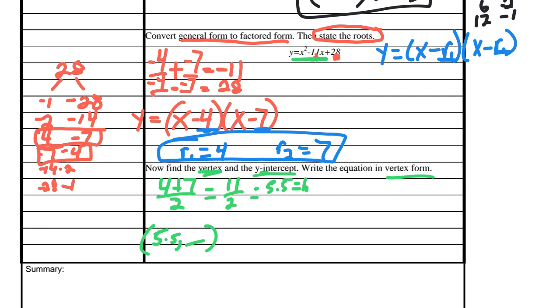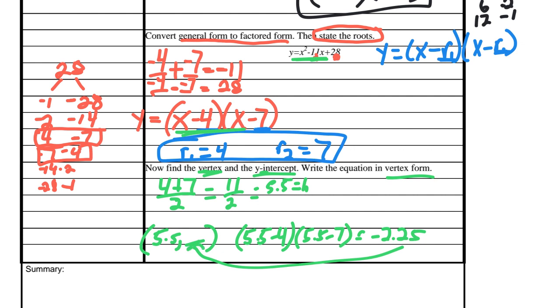Now to find the something, I take my 5.5 and plug it into either equation. You can use the general one or you can use your factored one. It does not matter to me. So then I'm going to do 5.5 minus 4 times 5.5 minus 7 and multiply that out. I'm going to type that in my calculator. So 5.5 minus 4 times 5.5 minus 7 comes out to be negative 2.25. So then that number is my k.